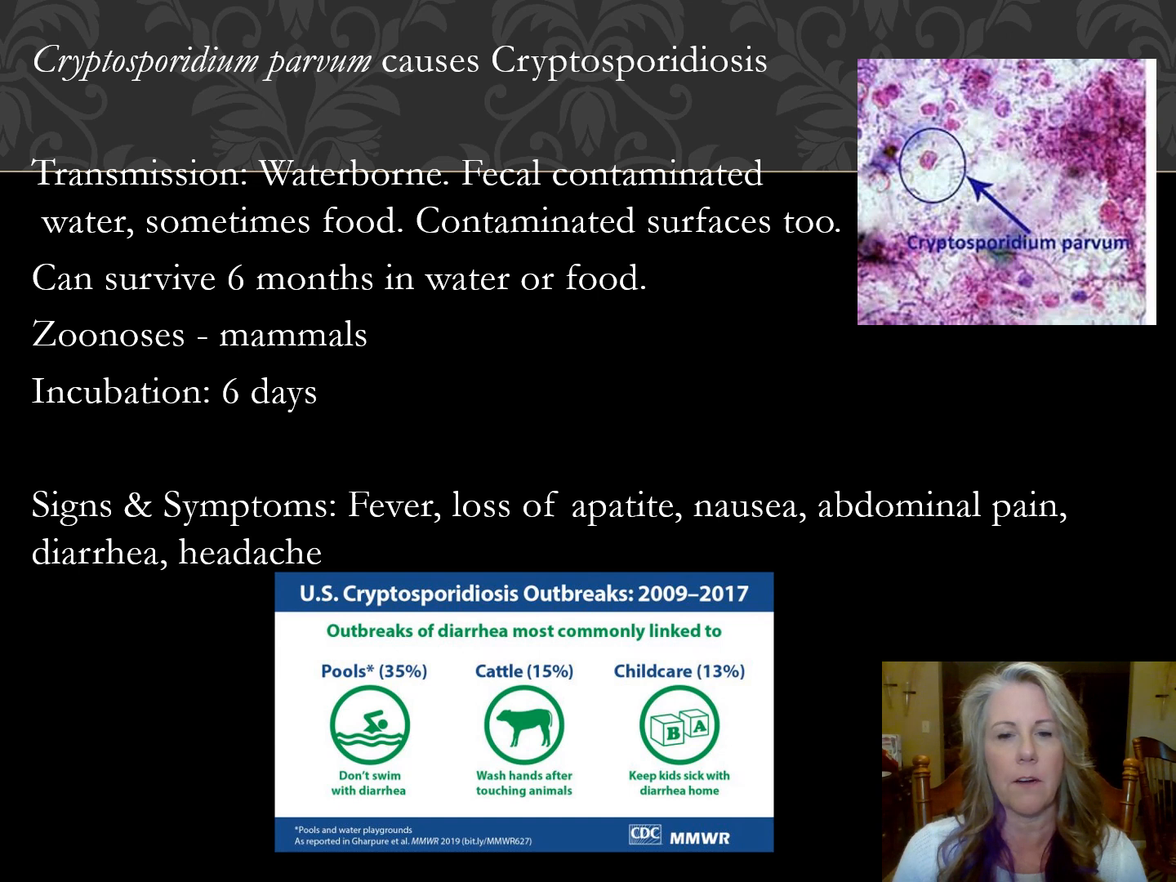So outbreaks of diarrhea most commonly linked to pools, cattle, childcare, so daycare centers. You'll notice the percentages there. Pools about 35%. How does it happen in pools? Well, this means that someone's infected with the organism and they are experiencing this diarrhea. So maybe some of it's coming out and into the water, and then you get infected with it.